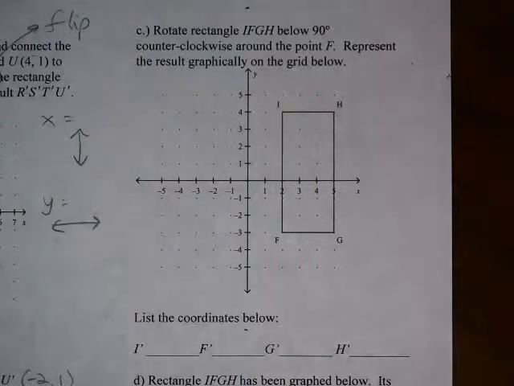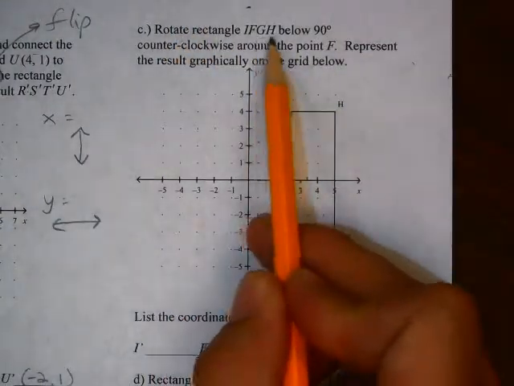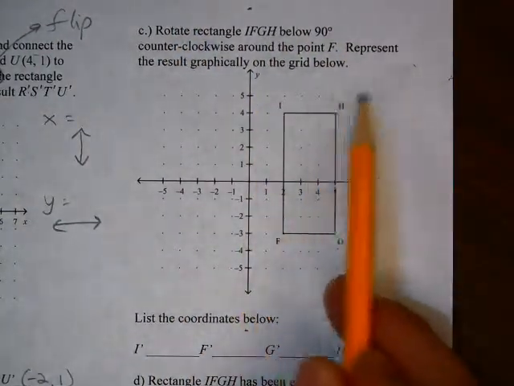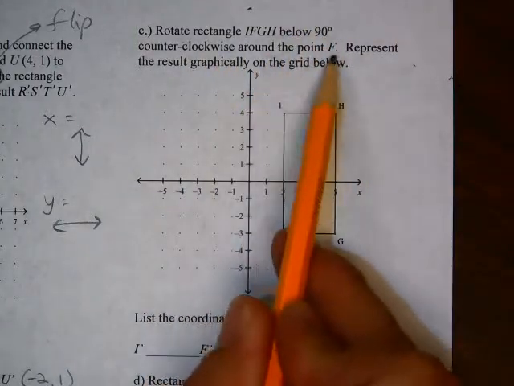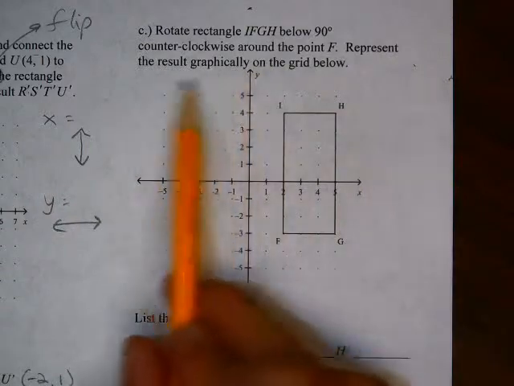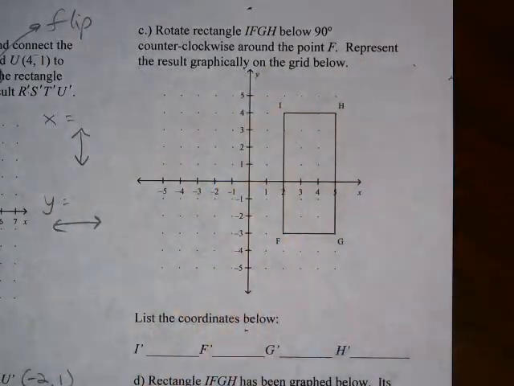Geometry mid-unit quest check for Unit 1. This is part C. In part C, we're asked to rotate rectangle IFGH, which is already graphed for us, below 90 degrees counterclockwise around the point F. Represent the result graphically on the grid below. Now, the fancy words, represent the result graphically, just means to graph the new rectangle.